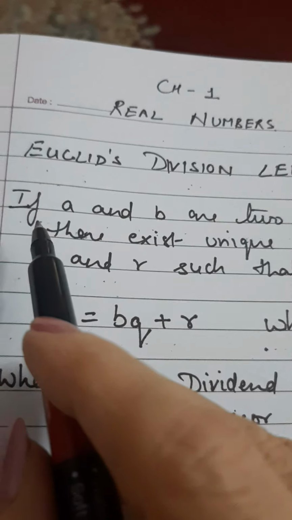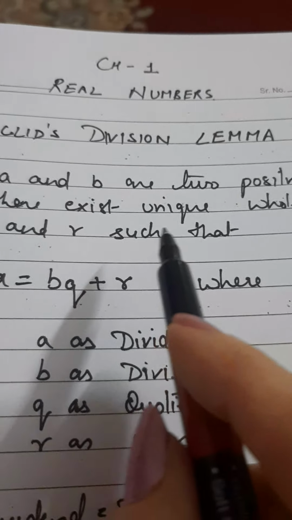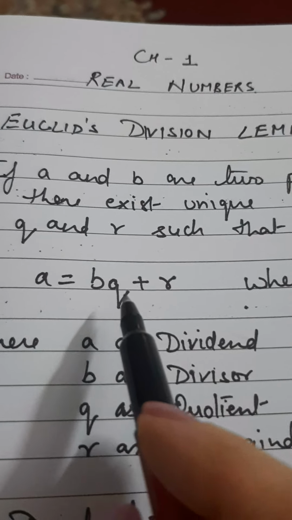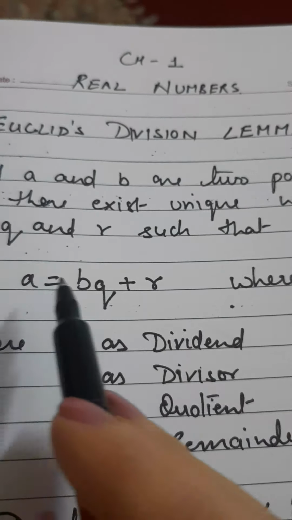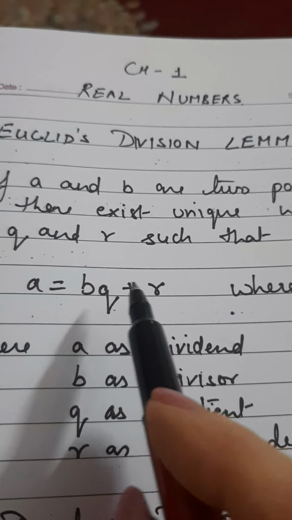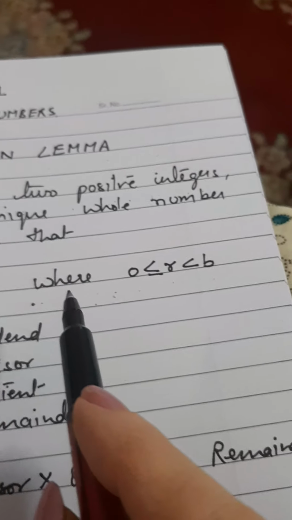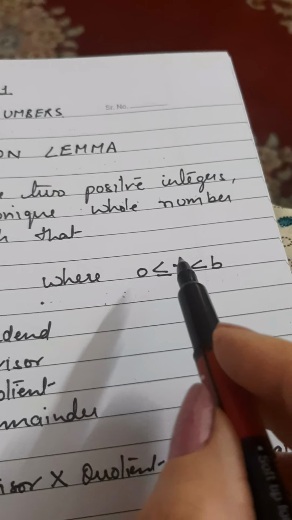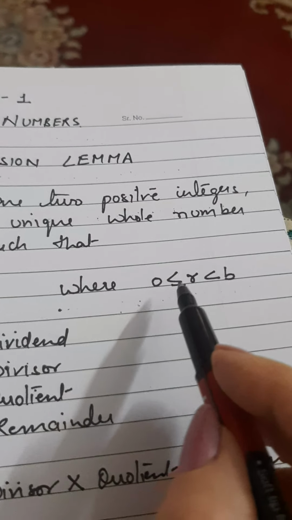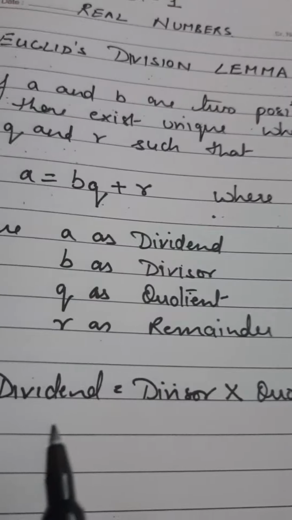If a and b are two positive integers, there exist unique whole numbers q and r such that a is equal to bq plus r. What is this a equals bq plus r? It is the equation which satisfies the division of two positive numbers a and b, where your remainder is always greater than or equal to 0 and less than b. How? This I am going to explain to you.